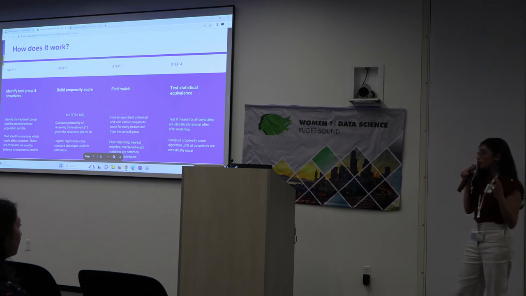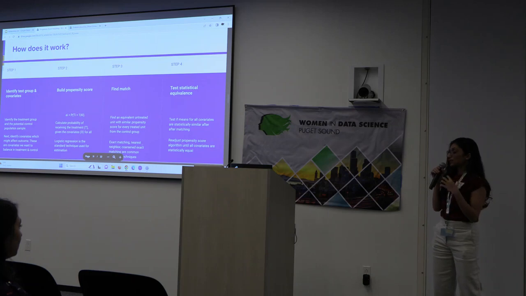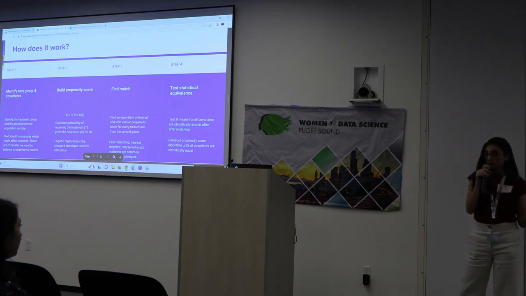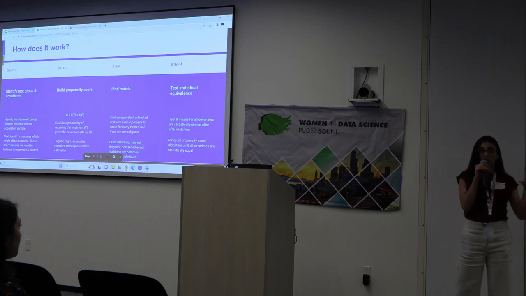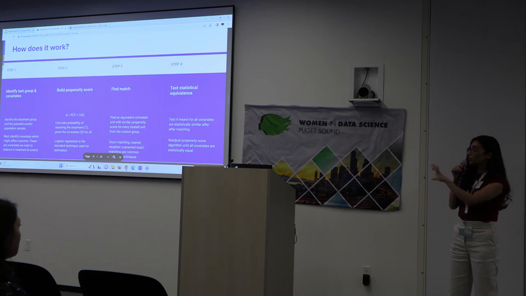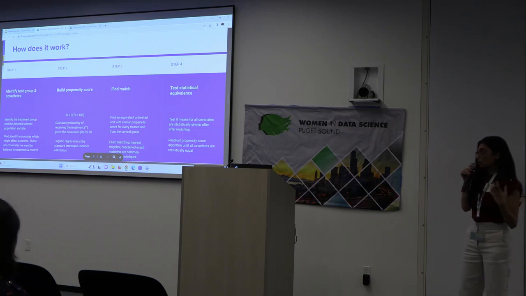There are different methods that we can use for this matching algorithm. There is exact matching, you can use nearest distance matching, as well as constant exact matching. Essentially what you want to do is, for every unit in your treatment group, find a similar unit which has the same distribution of covariates.